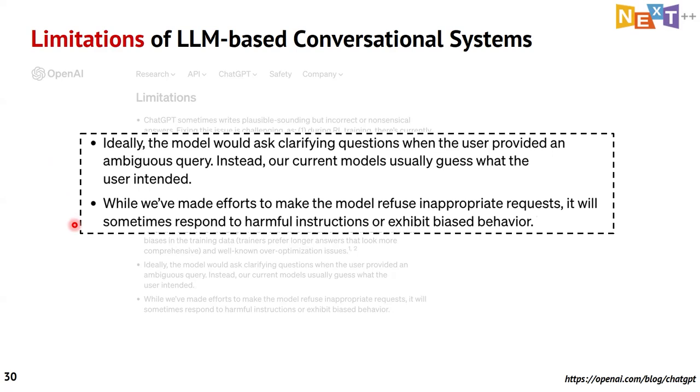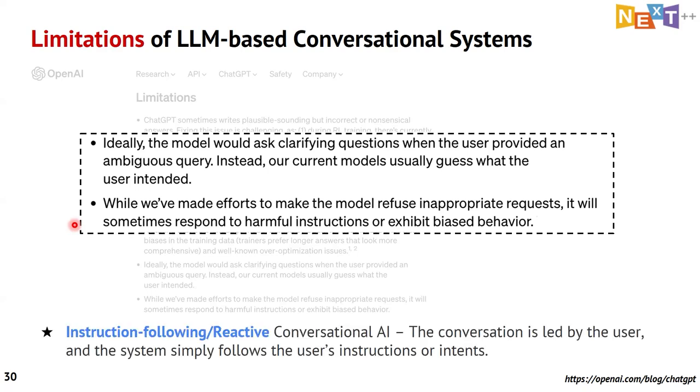This also means that ChatGPT may seldom go against the user's instructions because the current LLMs are typically trained to follow the user's instructions. So we can regard this kind of LLM-based conversational systems as instruction following or reactive conversational AI, because the conversation is typically led by the user and the system may simply follow the user's instructions or intents rather than go against them.